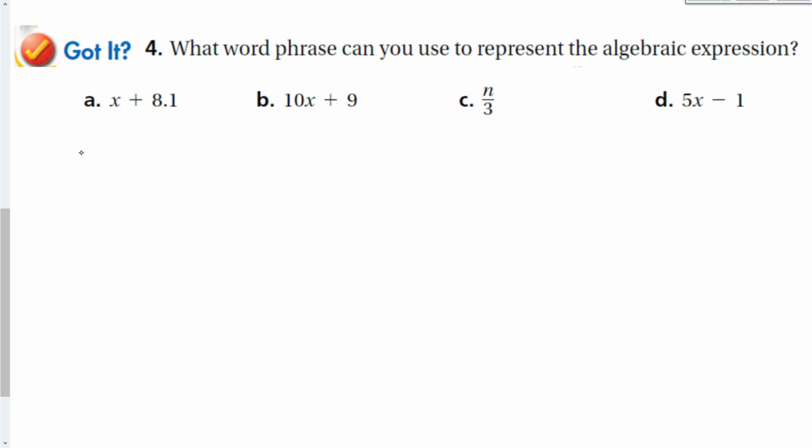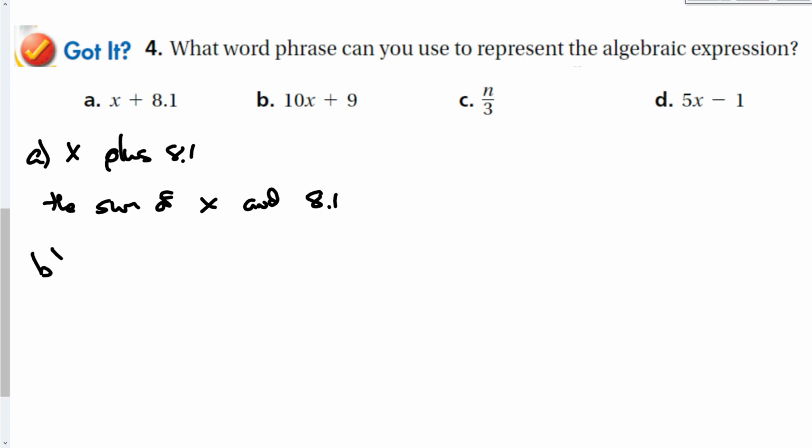So we could say x plus 8.1. We could say the sum of x and 8.1. Doesn't matter if they're decimals, we're still going to say the same thing. So that's part A. Part B, that one right there.